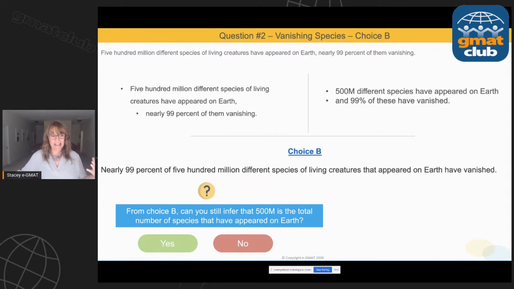So from choice B, can you still infer that 500 million is the total number of species that have appeared on Earth? Look at choice B really carefully. Or can you see that it's that set now that we've discussed that sample sentence? I'll give you guys about 10, 15 seconds. Look at the wording carefully. Look at how that's being expressed and how the author is communicating that meaning. I'm dropping lots of hints.